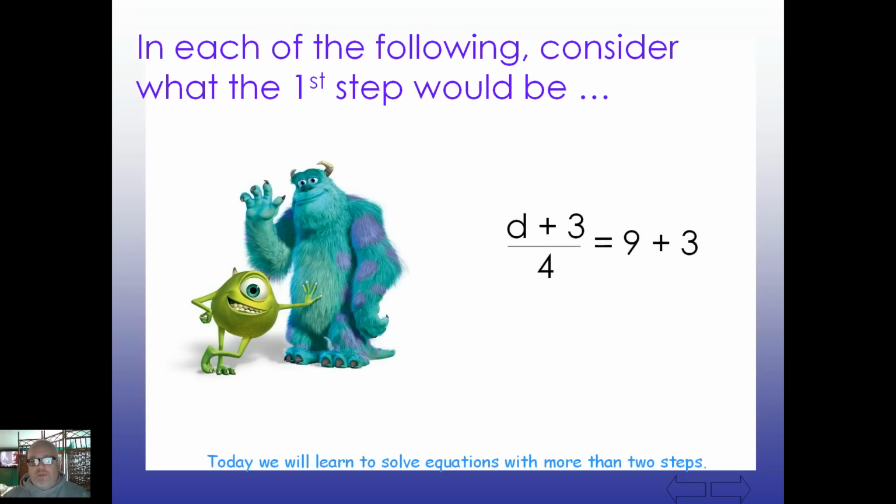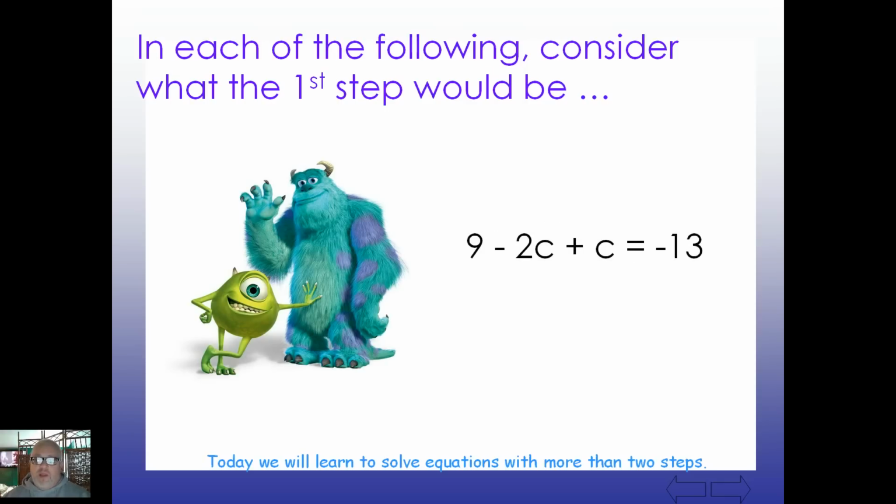First step now. First step. Hopefully you said add 9 and 3 together to get 12. Simplify that right-hand side to give you 12, then go on with multiplying by 4. How about this one? Nice, easy problem. One step and you're done. Multiply both sides by 5.